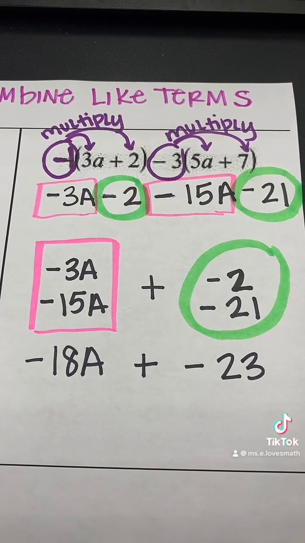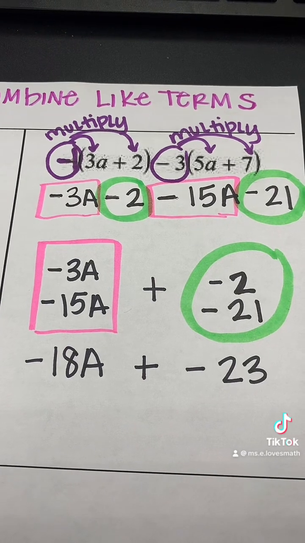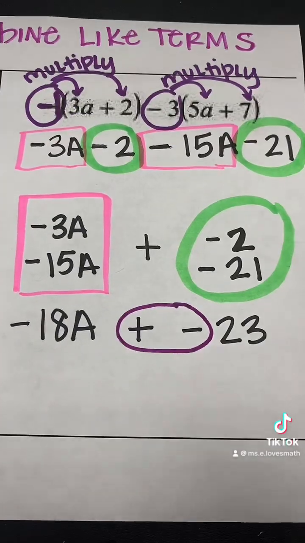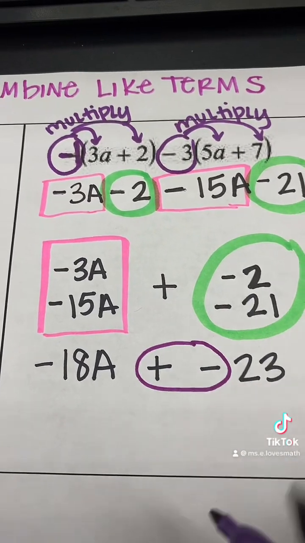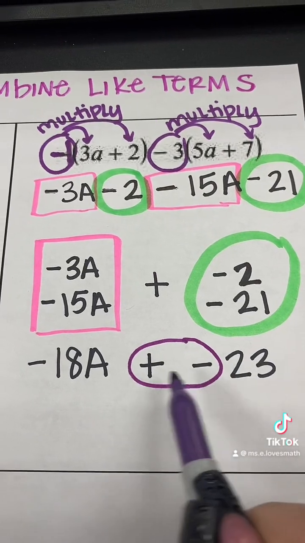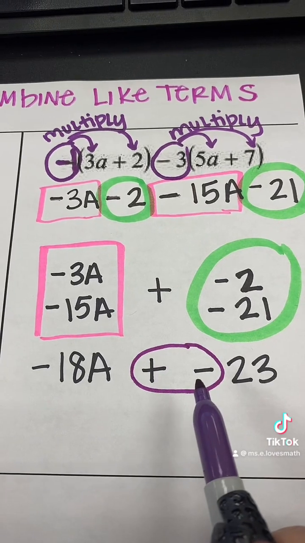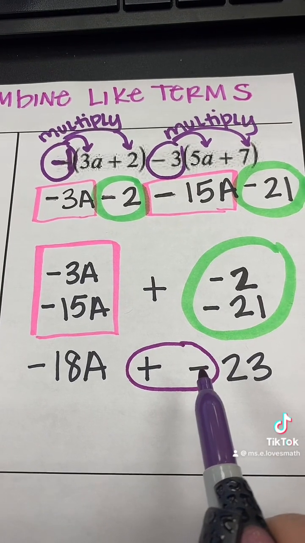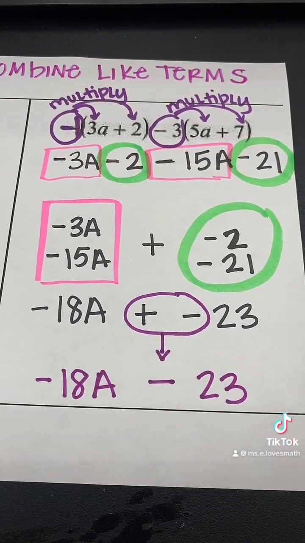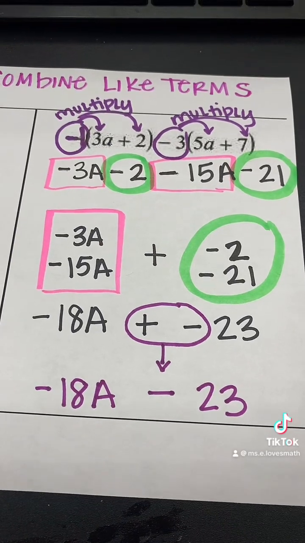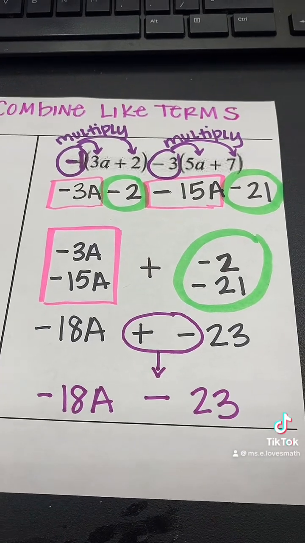So here we have -18a and adding a -23. If you notice, we ended up with a double symbol here. This is something we do not want. So anytime you see adding a negative, we can fix that. Adding a negative is the same thing as subtracting. So we can rewrite that as -18a minus 23. We can eliminate our double symbols here by just writing it as a subtraction sign.